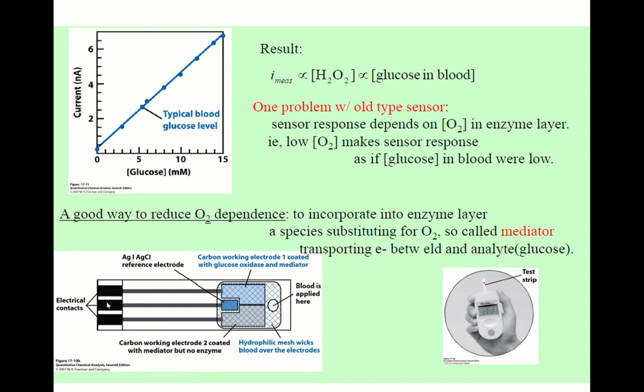The system is like that. This is an electrode strip, and it gives you three electrodes. The middle part is the reference electrode, silver chloride. This part can be made very small, and here is the carbon working electrode coated with glucose oxidase, and this one is another carbon working electrode coated with mediator, but no enzyme. And this is for blood.